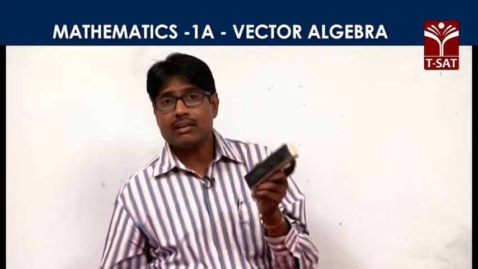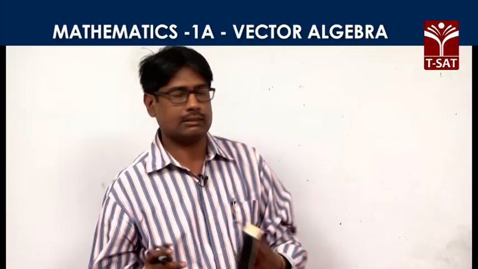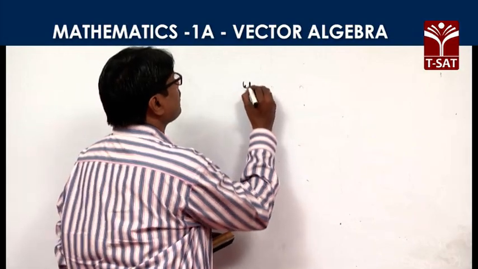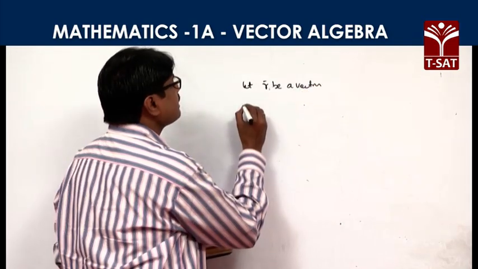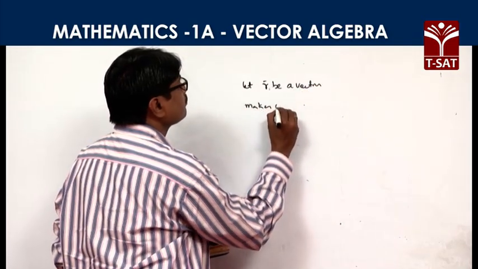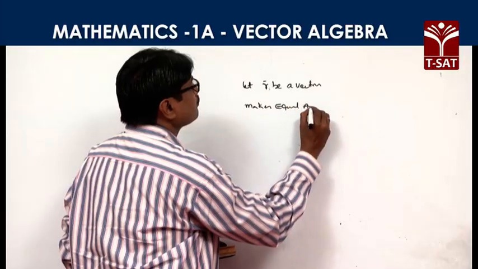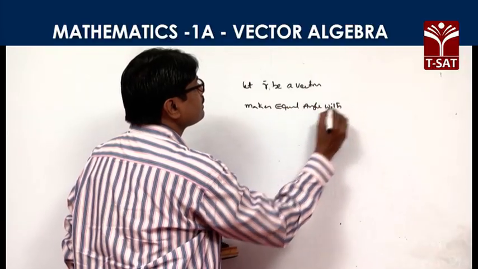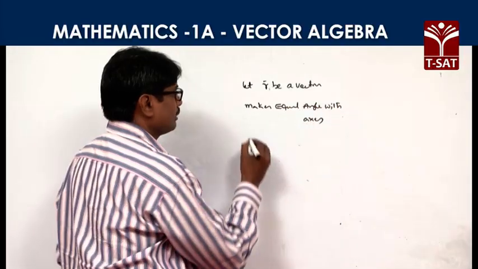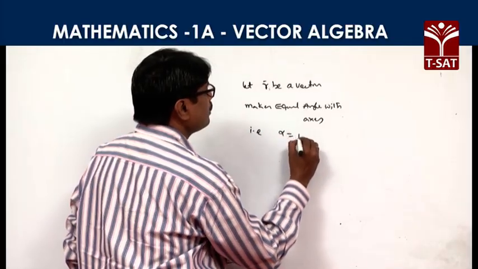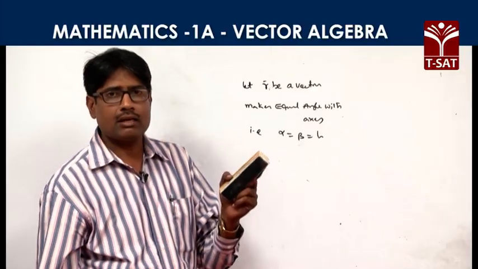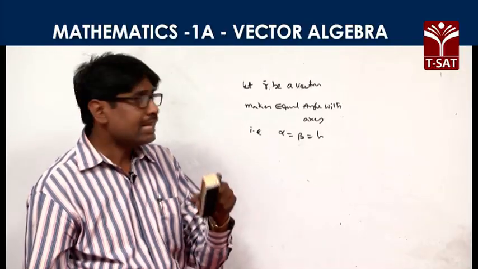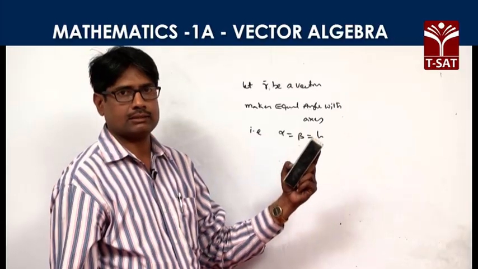How many vectors in space will make equal angles with the coordinate axes? That is, let r bar be a vector that makes equal angles with the axes, that is alpha is equal to beta is equal to gamma. My question: how many vectors in space will make equal angles with the coordinate axes?